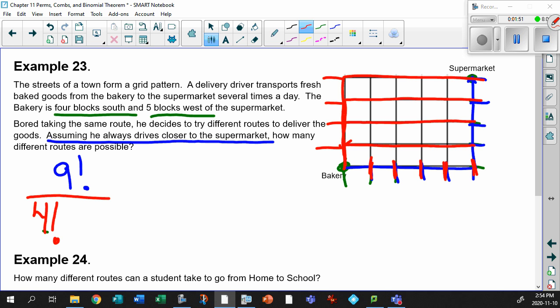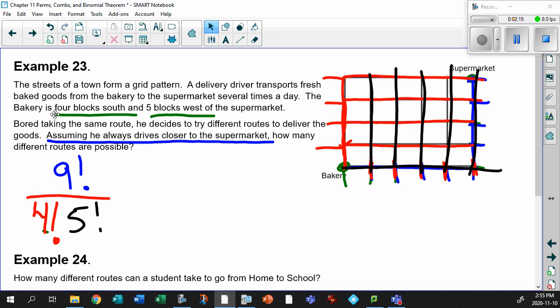Okay? Look what happens if you go the other way. If you decide to go this way, there's a repeat, there's another repeat, there's another repeat, and there's another repeat. So in fact, you've got 5 repeats for that one. Well, that tells you how many different routes you have. It's very simple. So all you got to do is go 9 factorial divided by 4 factorial, 5 factorial.